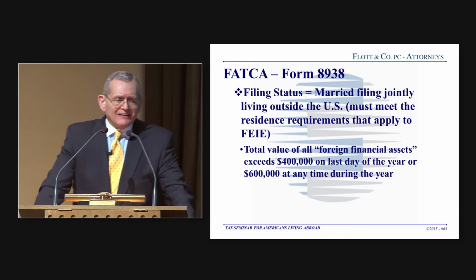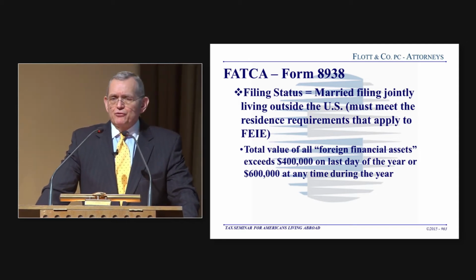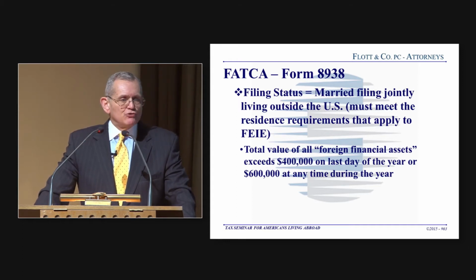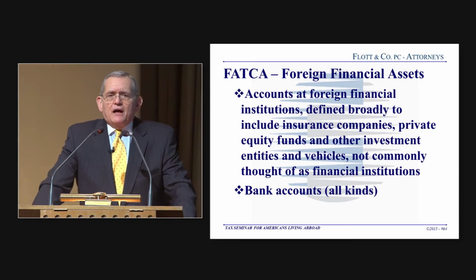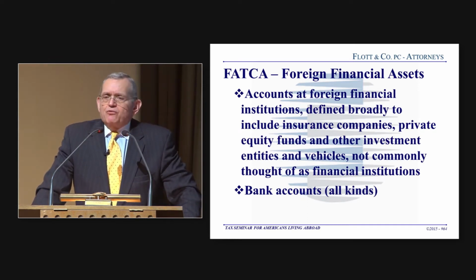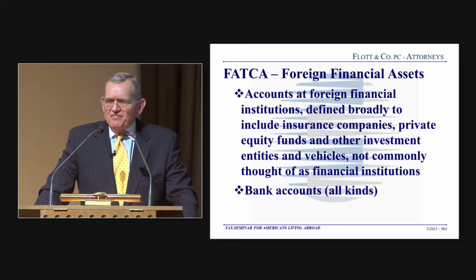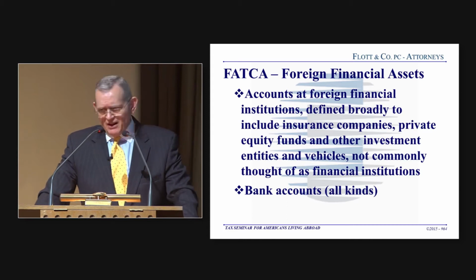If you're married filing jointly and you're living outside the United States, the total value of your foreign financial assets is essentially double: $400,000 on the last day of the year, or $600,000 at any time during the year. The amounts are much lower for U.S. persons living in the United States. It's $75,000 for single persons and $150,000 for married couples filing jointly.